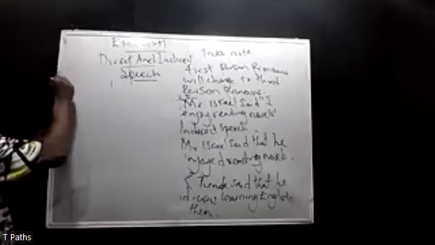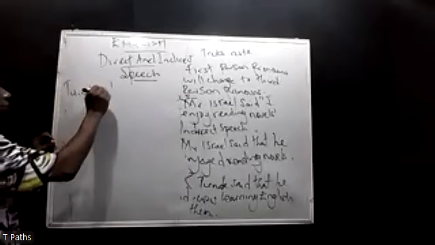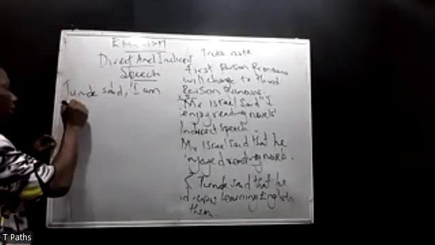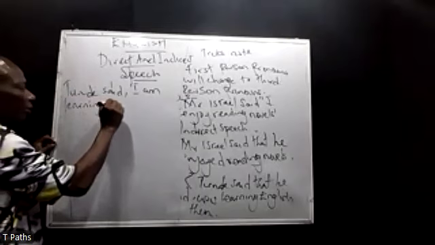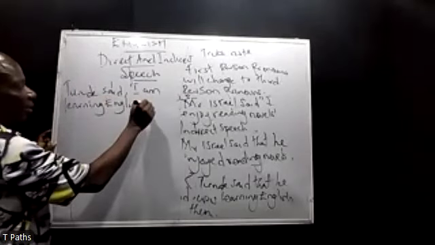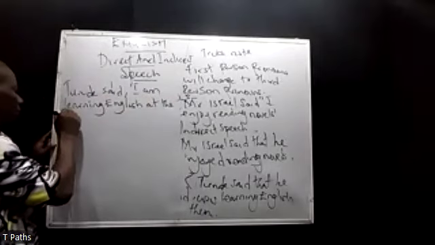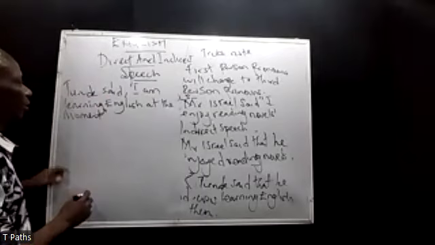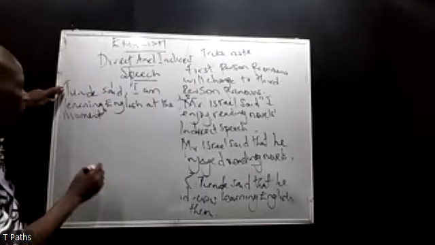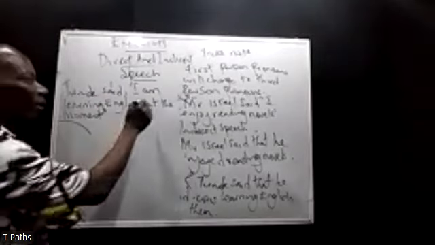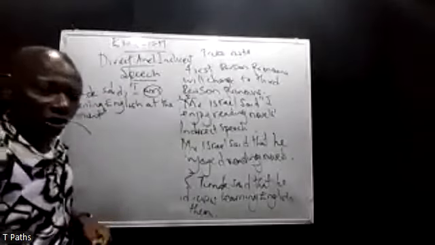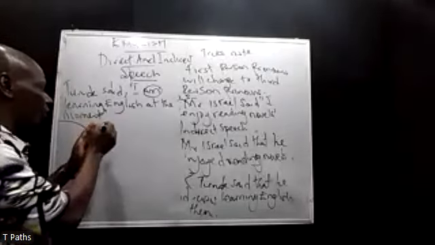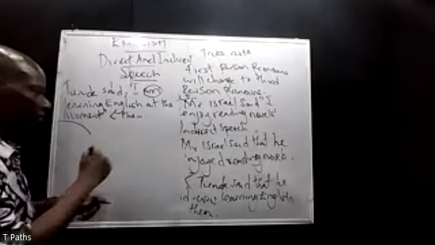So they said, "I am learning English at the moment." This is what we call present continuous tense under direct speech. Now, when we change to indirect speech, the primary auxiliary verb am, we change to what? Was, to indicate past tense. And the adverb of present time, at the moment, we change to what? Then.